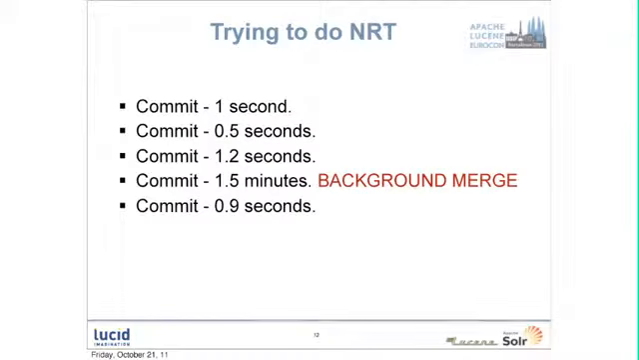People are like, oh, cool, I can basically do near real time. I can do a commit at least every couple seconds. But then all of a sudden you trigger a background merge, and whoa, that commit took 1.5 minutes. And you were still trying to commit pretty fast, so all of a sudden commits are piling up on top of each other, and it breaks down.